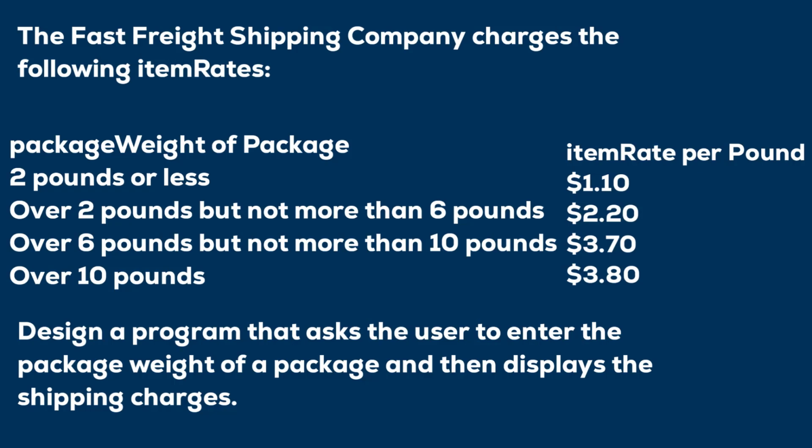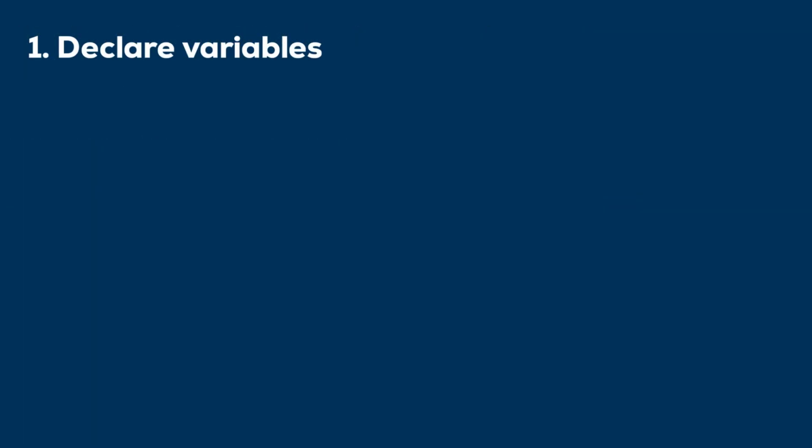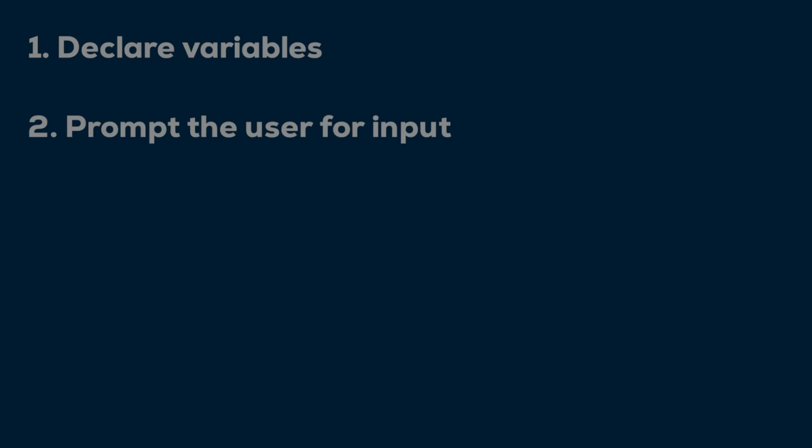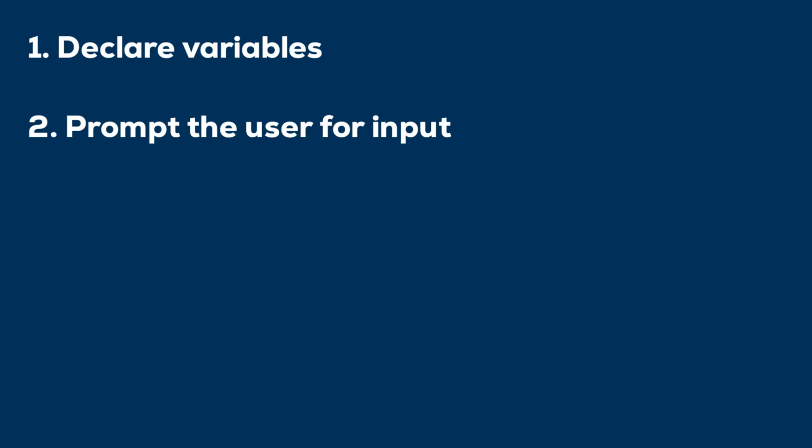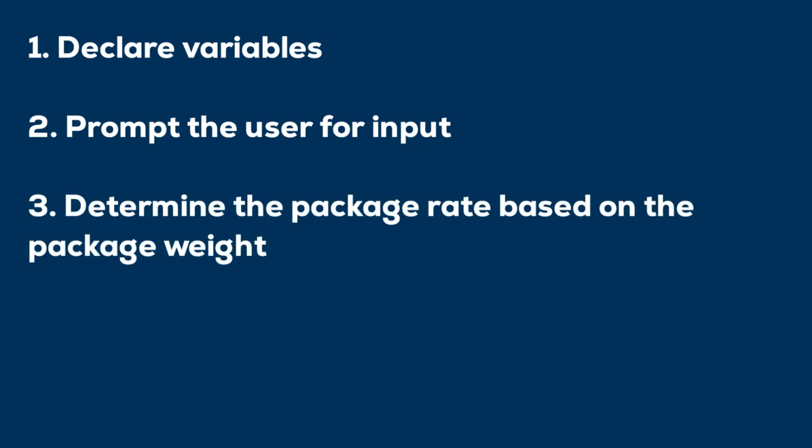Our first step, as we always do, is to create our variables. Our next step is to prompt the user to enter the weight of the package. Our third step is to determine the package rate based on the package weight. This is where you bring in your if statement to check if the package weight is less than 2, if it's more than 2, if it's more than 10. We are just going to use an if statement to deal with this part.